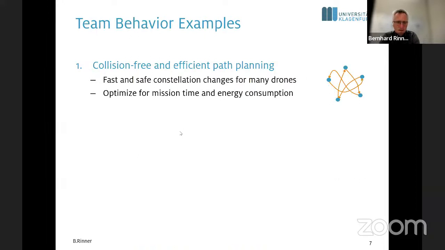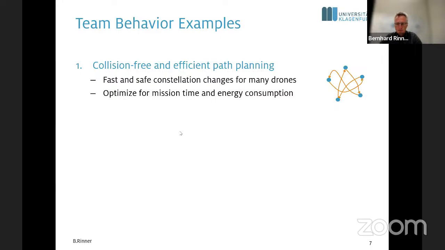Okay, so now I would like to go into some more detail about some specific team behaviors. What I will show in the rest of this webinar are three examples of our work here at the University of Klagenfurt, how we have achieved team behavior with a special kind of robots, in particular drones, so aerial robots, and these are very resource-constrained robotic entities. The first example is about collision-free and efficient task planning.